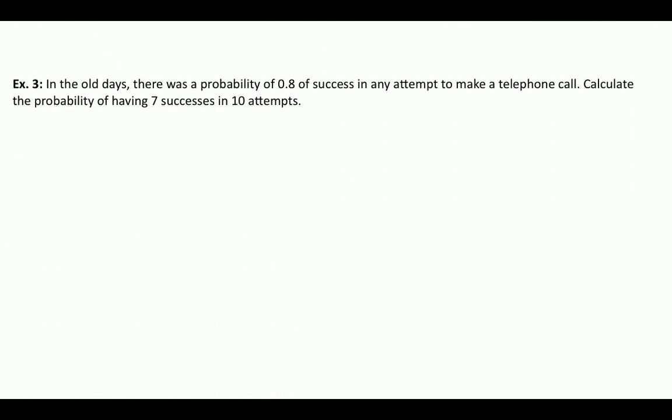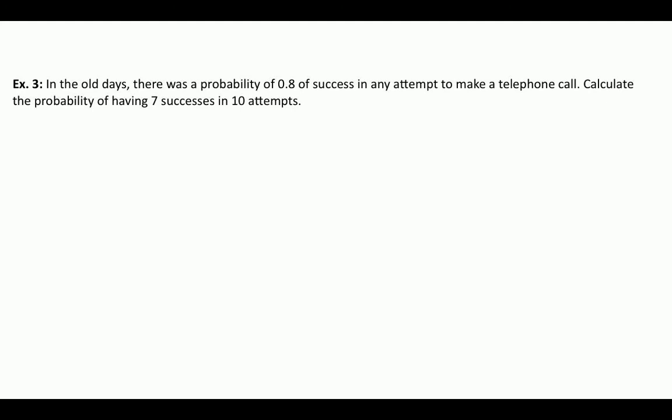In the old days, like when phones were first invented, there was a probability of 0.8 of success in any attempt to make a telephone call. So 20% of your calls will go to the wrong people. Imagine if 20% of your text messages went to the wrong people. It could spell disaster. Calculate the probability of having 7 successes in 10 attempts.